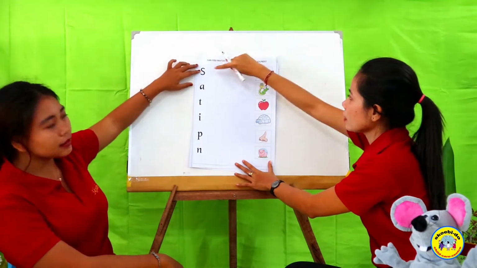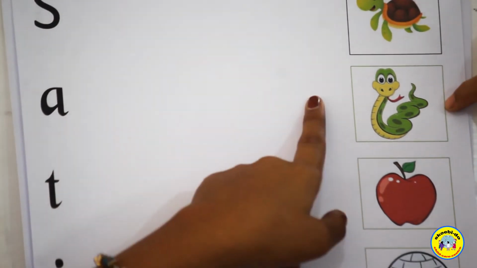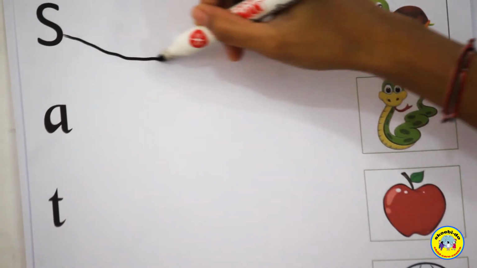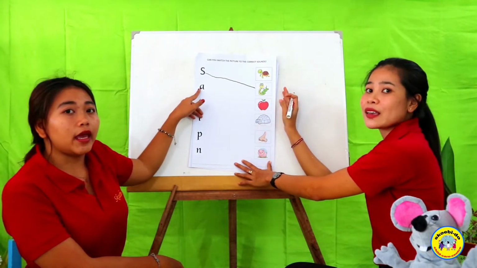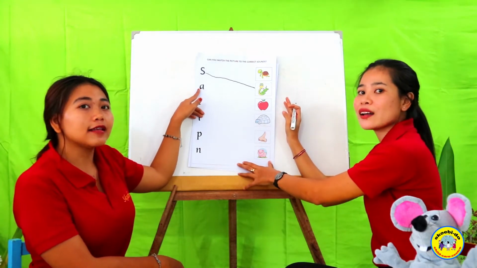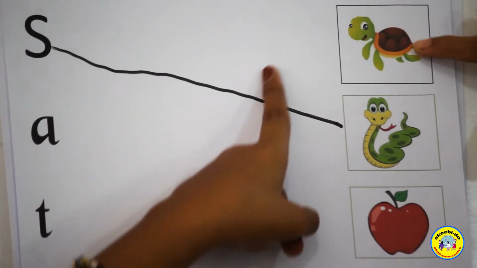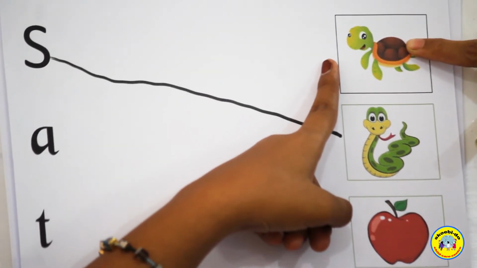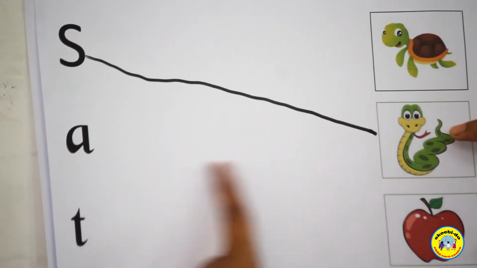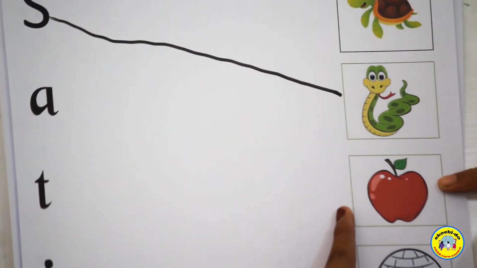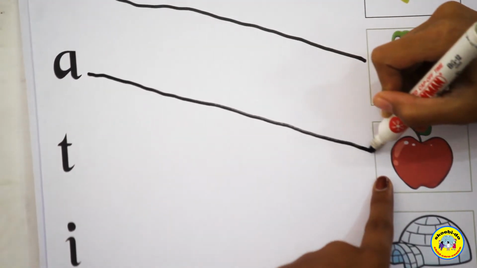Start with letter S. We found the answer. Yes. Maybe you can draw a line here, Miss. Good. And this is letter A. Make a sound. Okay, now we'll take a look at the picture. Is A for turtle? No. A is for snake? No. A is for apple? Yes! Okay, draw a line to the correct answer.